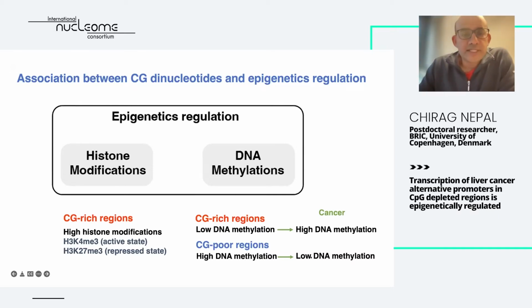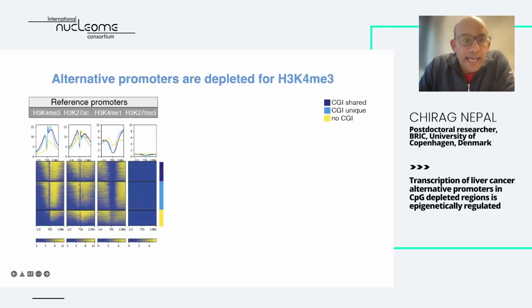So with this, we now look into both histone modification and DNA methylation in reference and alternative promoters. Here is an example, a reference promoter, and we look at K4me3, K27-acetyl, K4me1, and K27me3 in three categories based on the CpG island: shared, unique, and no CGI. And you see that there is a very nice bidirectional K4me3. There is a gap here around the TSS, but in the case of non-CG, it is asymmetrically enriched only in the downstream. But K27-acetyl is enriched in both directions with respect to the TSS.